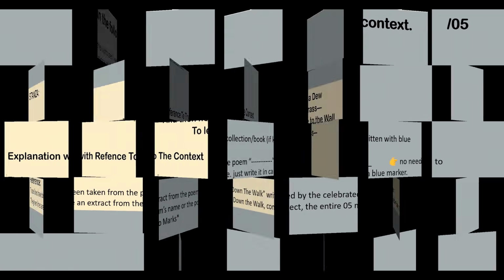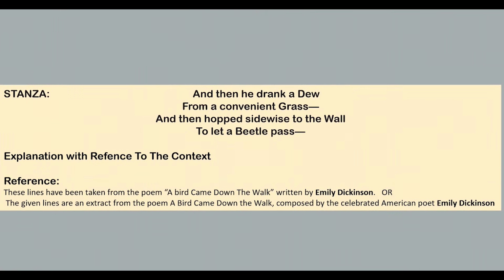Now, students, I am going to help you further by demonstrating a complete answer using a stanza from one of your prescribed poems, A Bird Came Down the Walk. By looking at this example, you will clearly understand how to write the reference correctly in your examination. As you can see on the screen, the reference has been written according to the pattern that I have already explained. The title of the poem is written within inverted commas, while the poet's name is written separately and clearly. This is the standard format that you should follow whenever you attempt a reference to context question.